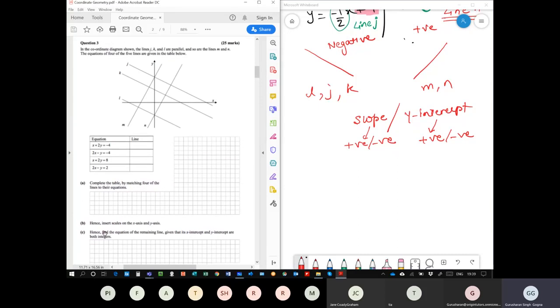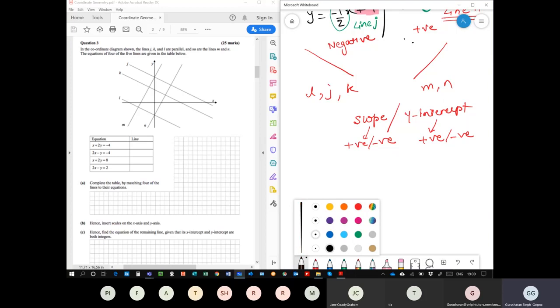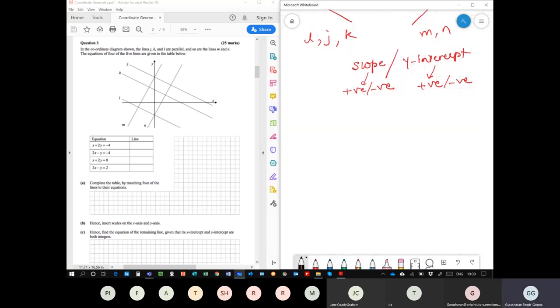Now the next part of this question is, hence insert scales on the x-axis and y-axis. What do you mean by scales? So what do you mean by scale of the graph? Scale of the graph means you take divisions like 1, 2, 3. So this is called scale. So they are asking you to write down the scale, because at the moment you can see there is no number. Which is very straightforward now, because I'm just doing a rough graph at the moment.